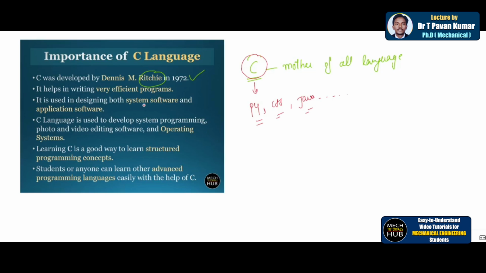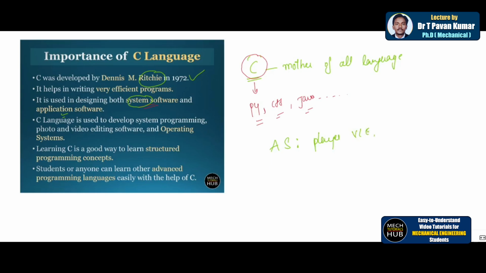Okay, it is used in designing both system software, let me change the color, system software and also application software. Okay, this C language is used to develop both the things. One is system, one more is, as you could see, application software also. Application software is nothing but, for example, let me say in case of application software, players, like VLC players, in general what we use.